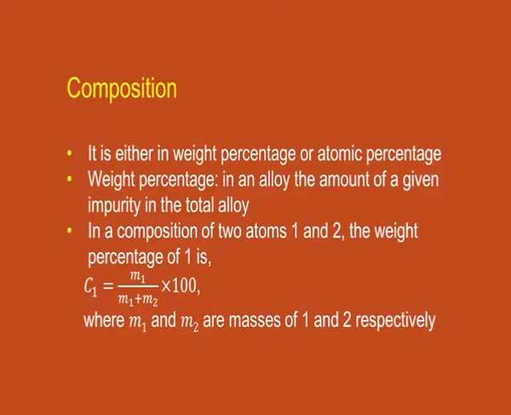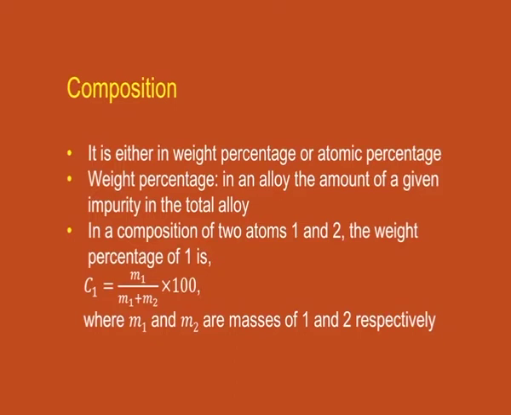If we have to find out the weight percentage of an element in an alloy of two elements, that is element 1 and element 2, and if we are interested in finding the weight percentage of element 1 in the alloy, then we can use the following formula, that is C1 is equal to M1 by M1 plus M2 into 100, where M1 and M2 are masses of element 1 and 2 respectively, and C1 gives the weight percentage for that particular element in the alloy.